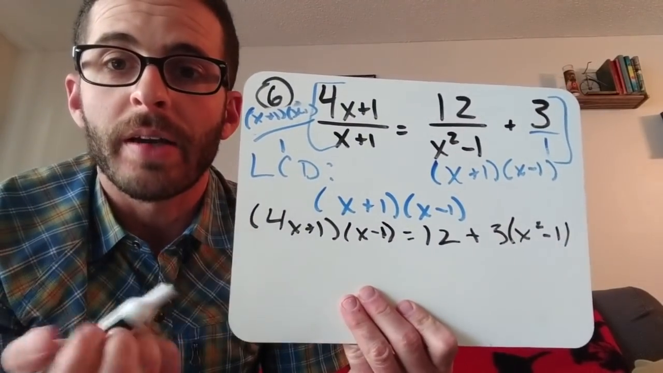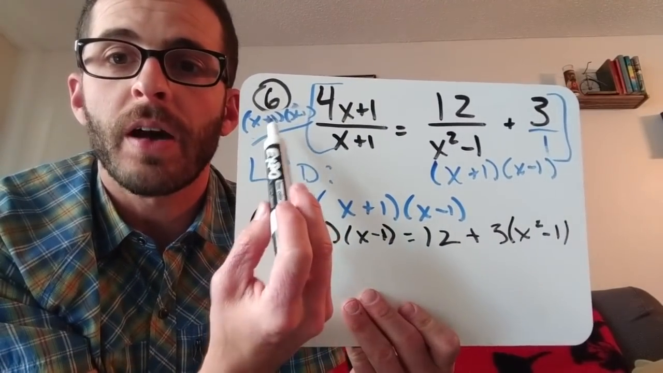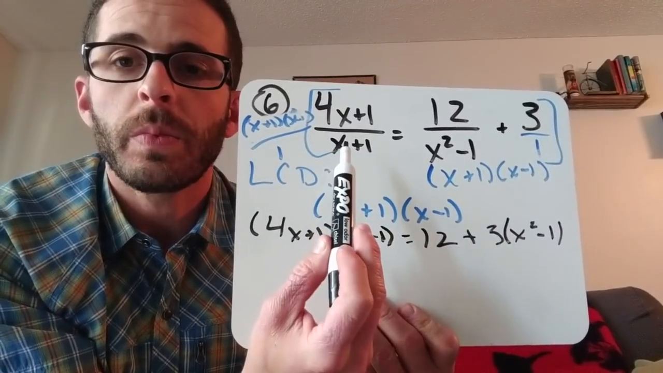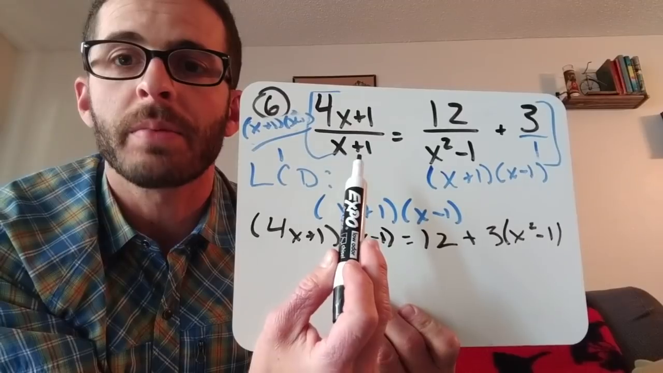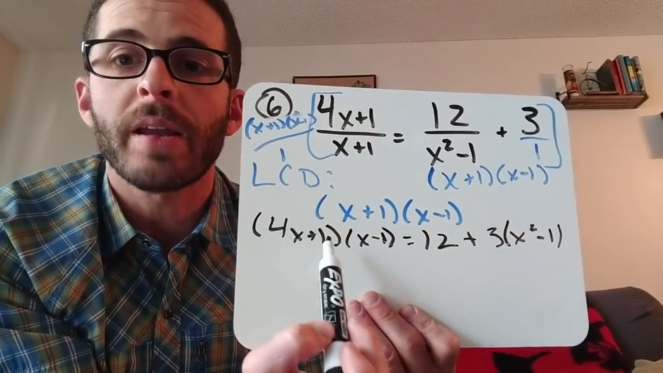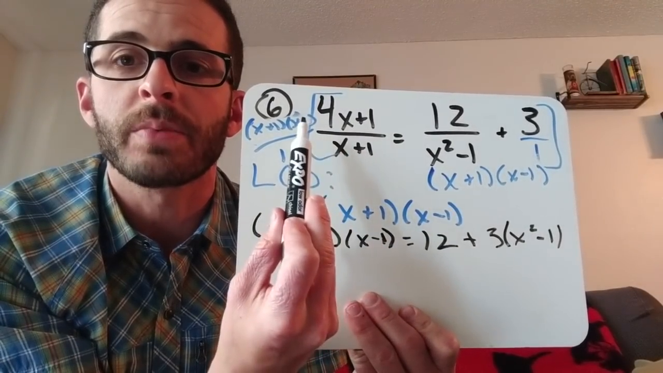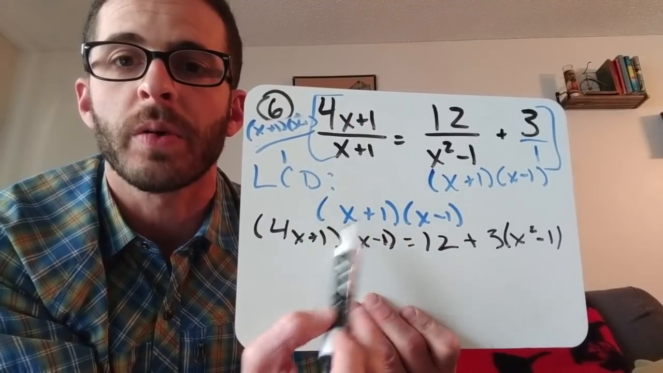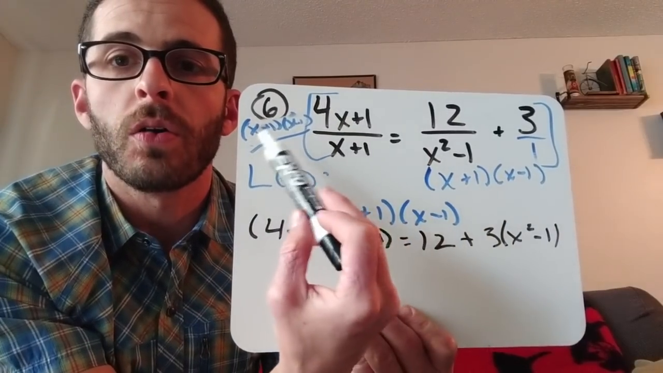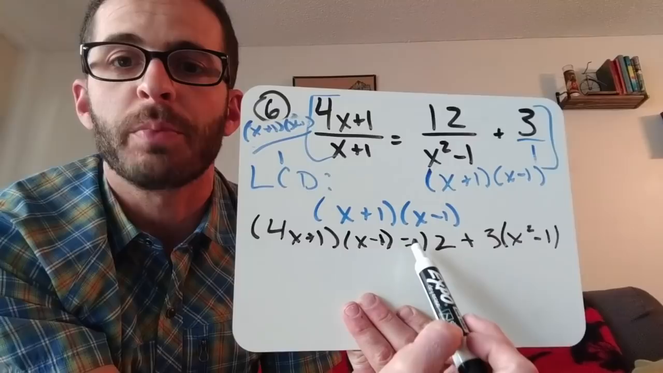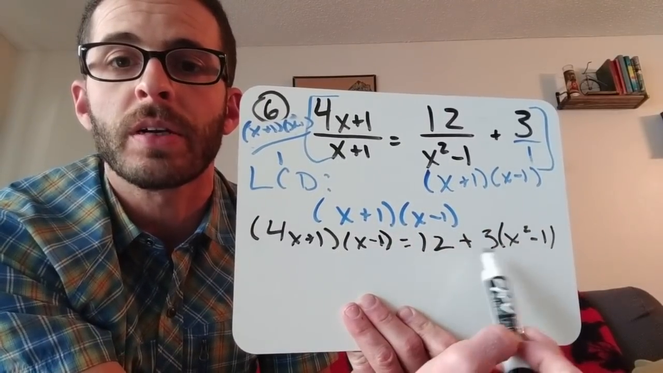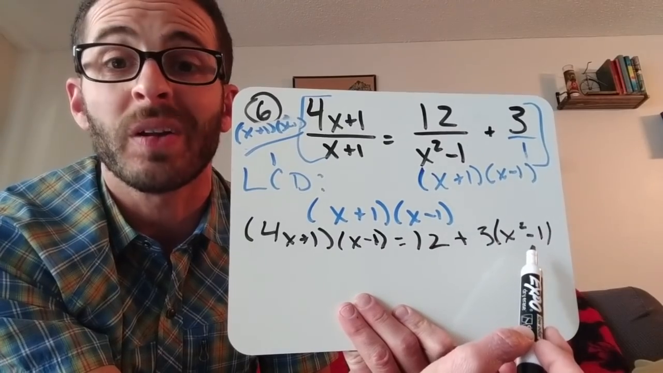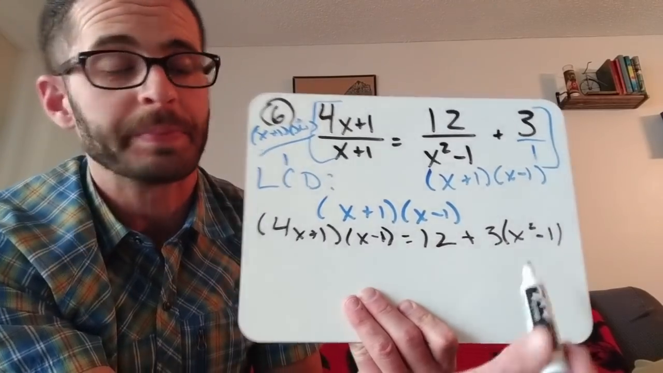Pause, rewind, unpack it. You got your LCD. You realize that what is here on the top and the bottom cancels out, so you don't do any math, you just write it out. This times this, 4x plus 1 times x minus 1. The whole thing cancels out here, so you just have plus 12, or equals 12. Plus, there's nothing to cancel out here. It's 3 times x plus 1, x minus 1. I just wrote it as its dots problem.